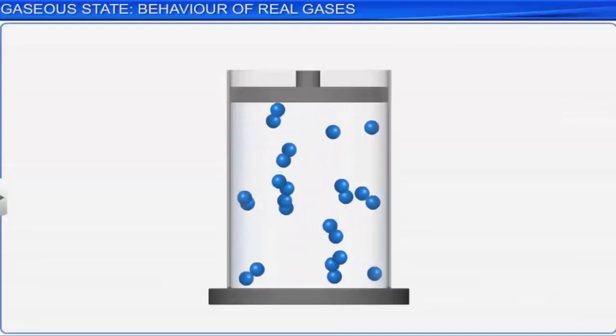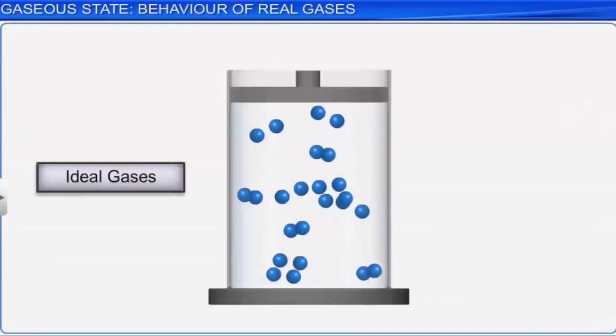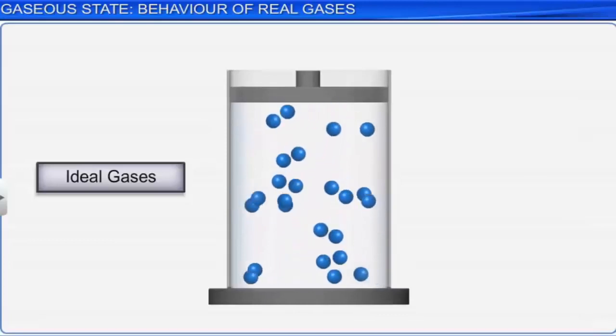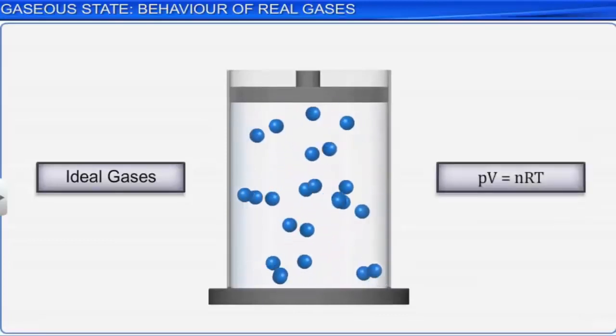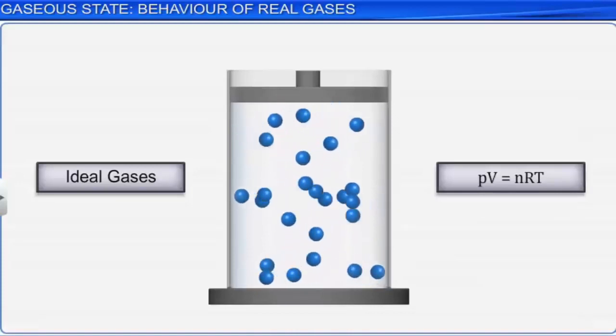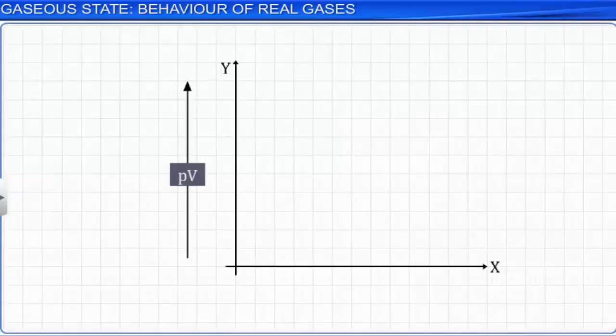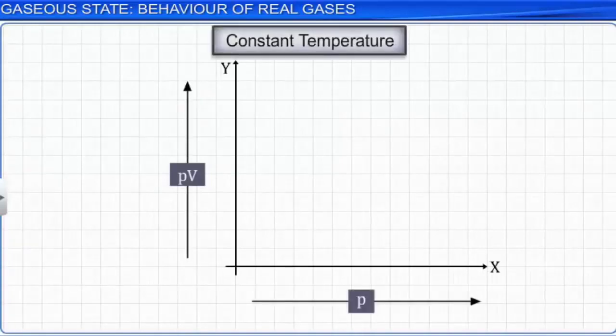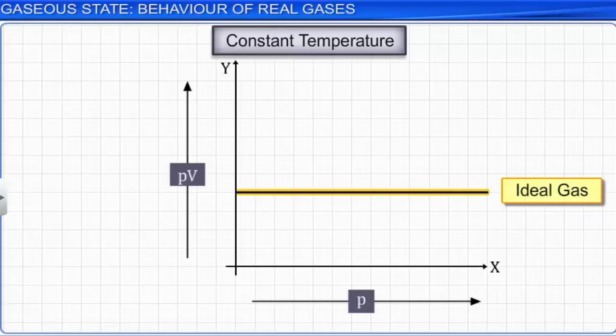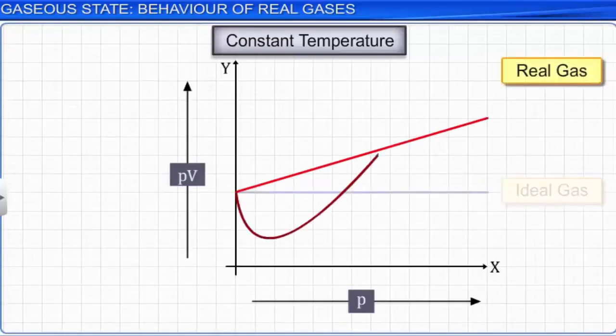Gases that obey the ideal gas equation are called ideal gases. The ideal gas equation is PV = nRT. If we plot a graph of PV versus pressure at constant temperature, then, according to Boyle's law, we should get a straight line parallel to the x-axis, as PV is constant at constant temperature for a fixed amount of gas. However, for a real gas, we find that the plotted line is not a straight line parallel to the x-axis.